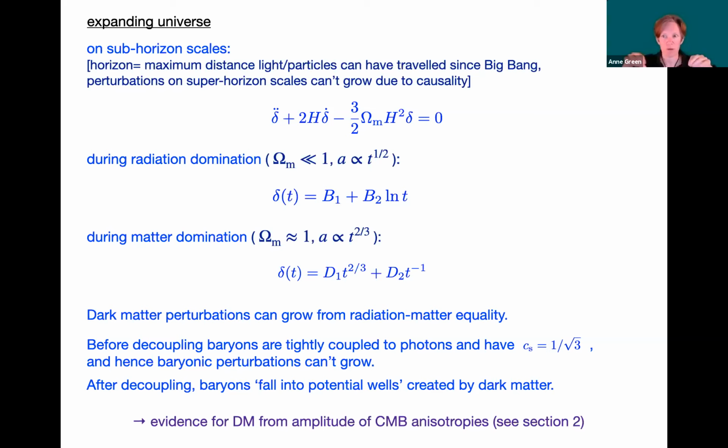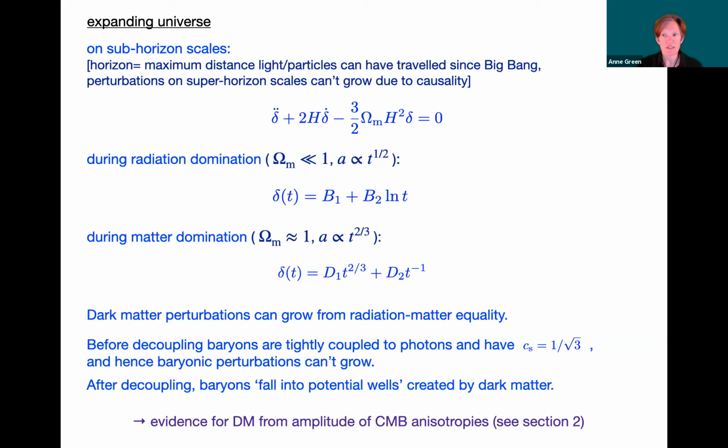And at this point, we've got potential wells that have been generated from the perturbations in the dark matter. And so the baryons then fall into those potential wells and sort of join the dark matter. And this is something that it turns out then leads to evidence for dark matter from just the amplitude of the CMB anisotropies, the fact that they're 10 to the -5. And that's something I'll come back to either this afternoon or tomorrow morning.